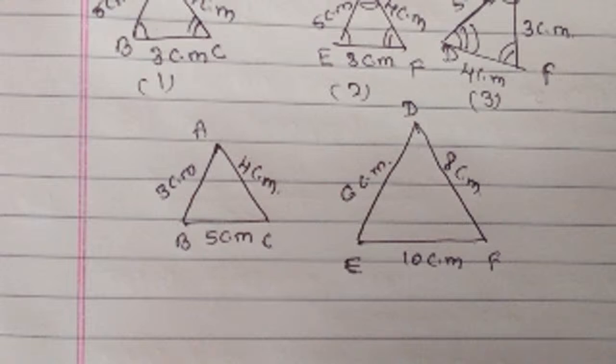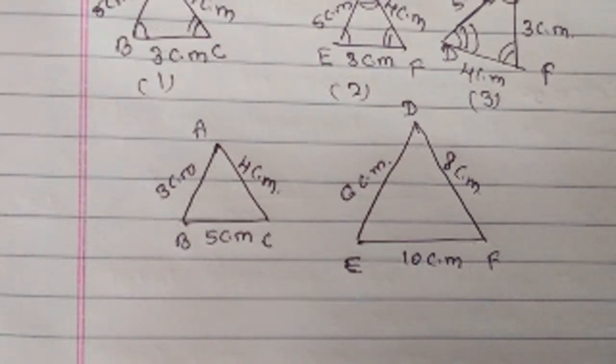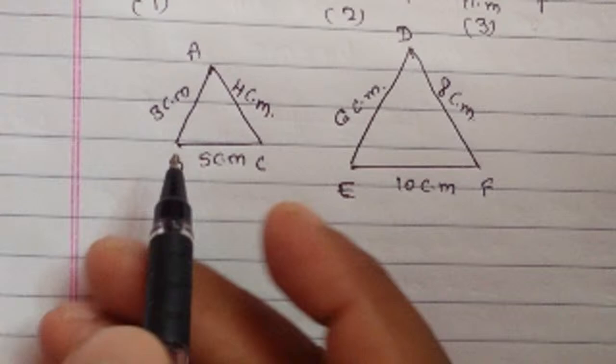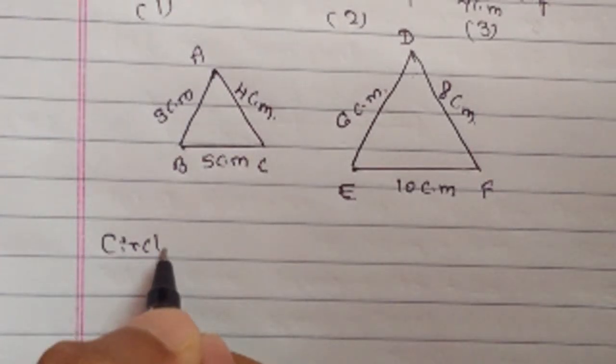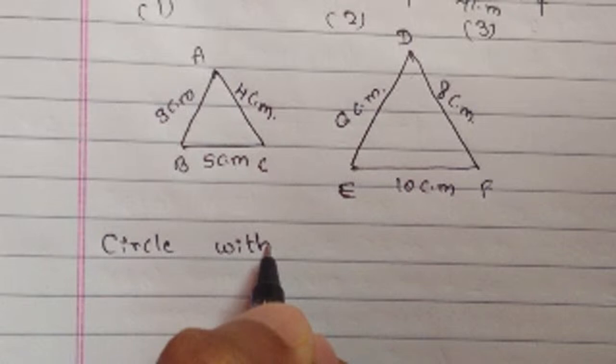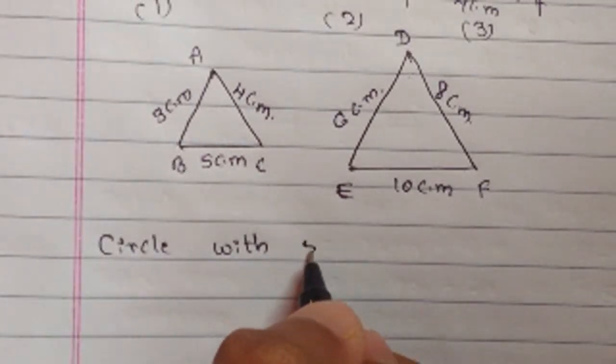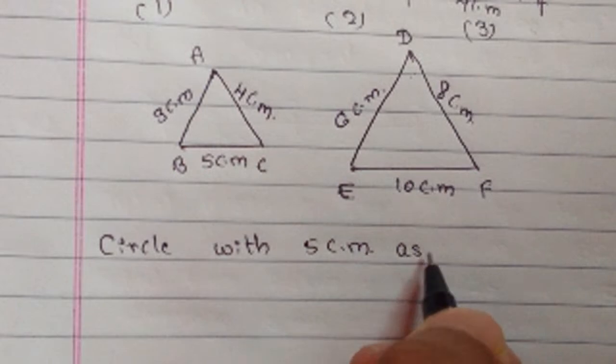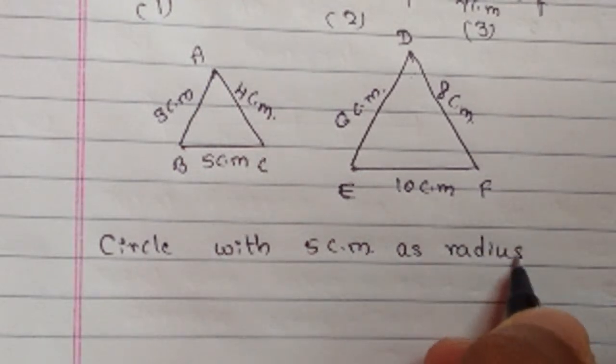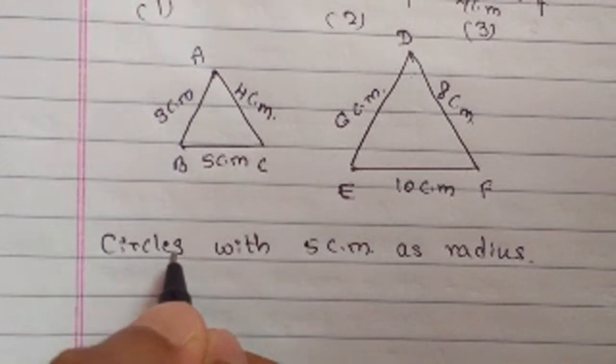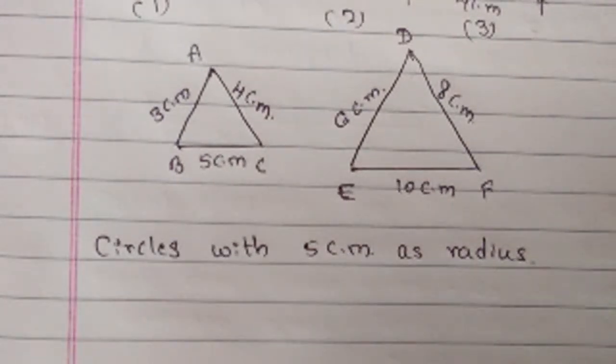The next one, I'll give you another example for congruent and similar figures, based on circles. By considering circles, I am explaining what the difference between congruent figures and similar figures is. So I'll write, consider circles with 5 centimeter as radius.